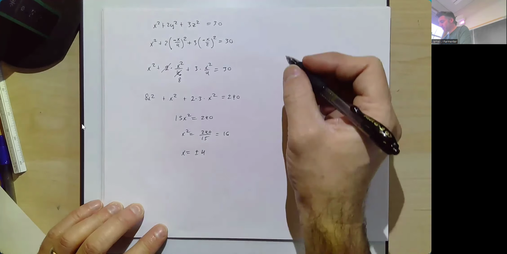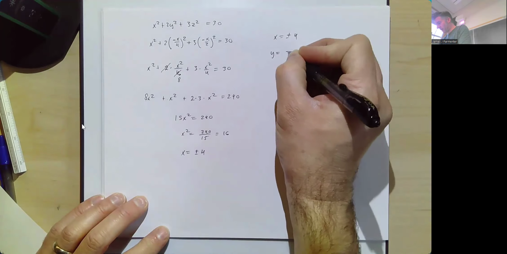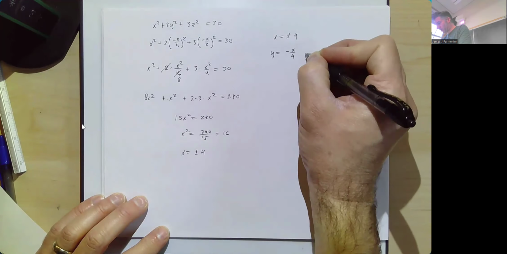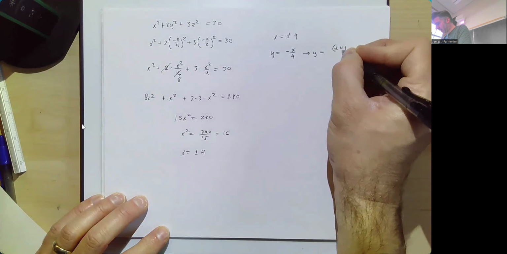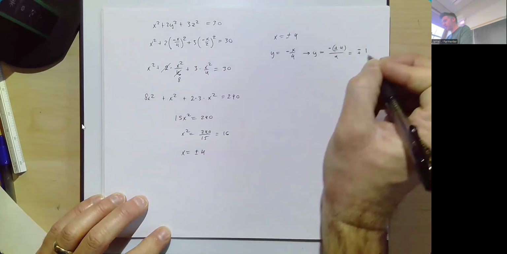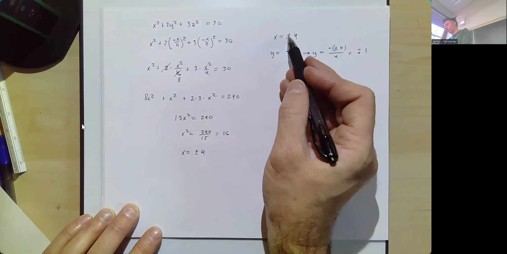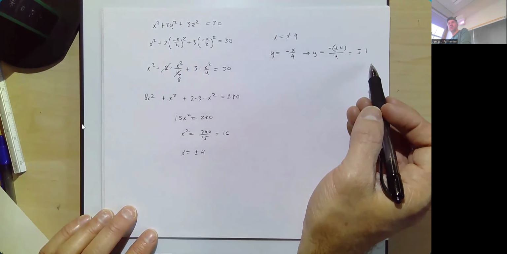And then if x is equal to plus or minus 4, y is equal to -x over 4. So y is going to equal plus or minus 4, the negative of that divided by 4. So it's going to be minus plus 1. Meaning if x is positive 4, y is -1. If x is -4, y is positive 1.